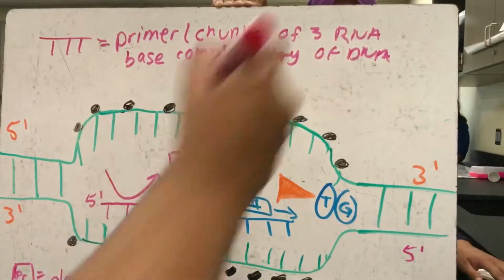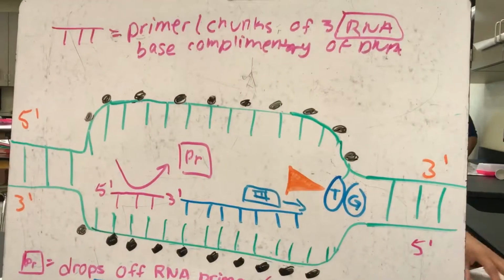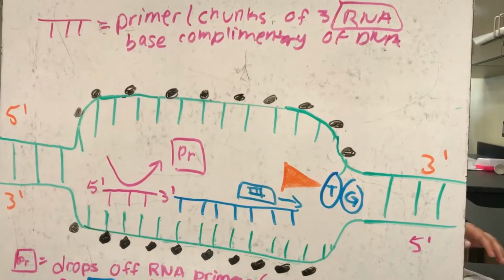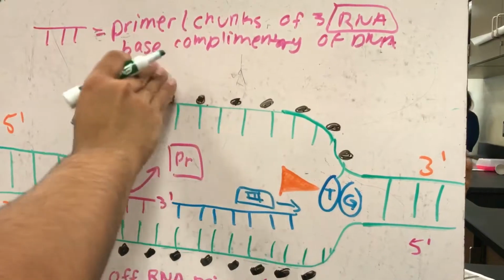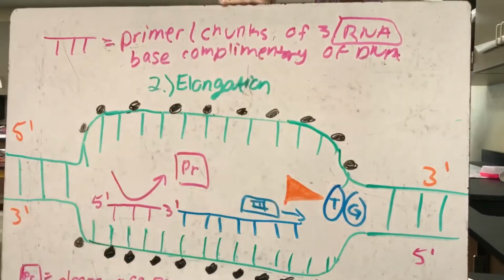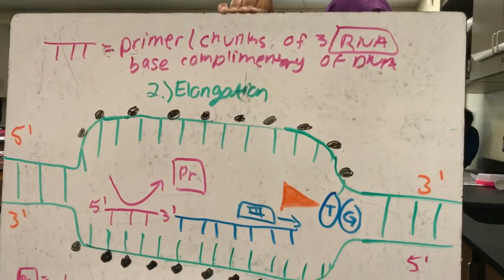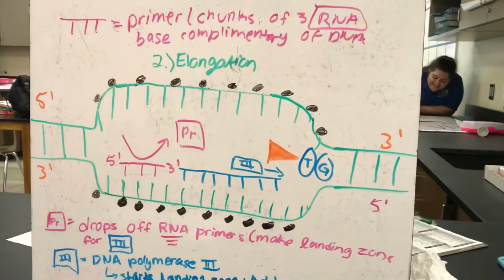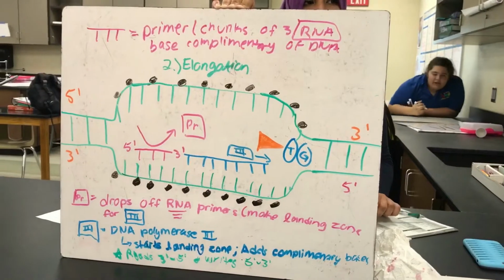For those who don't know, a primer is a chunk of 3 RNA bases complementary of the DNA. Complementary meaning if the DNA is A, then its complement would be T, because adenine and thymine are complements of each other, and guanine and cytosine are also complements of each other.